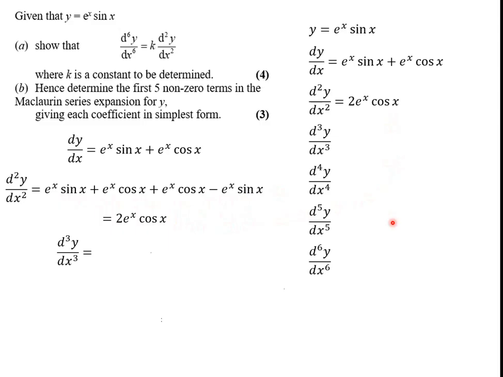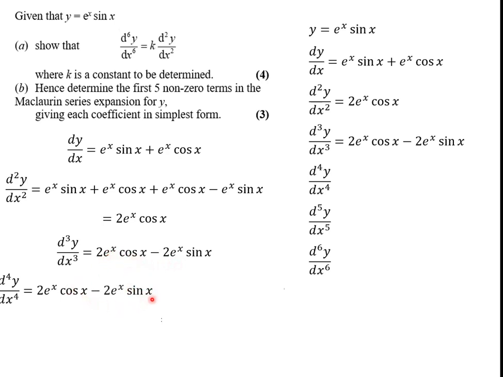Then the third derivative, product rule again. So differentiate the e to the x, I get that. Differentiate the cos x, I get minus sine x. Can't do much with that. I suppose I could take out a factor, but I don't think it makes my life much easier, to be honest. Then the fourth derivative, differentiate this, differentiate the e to the x, cos x becomes minus sine x.